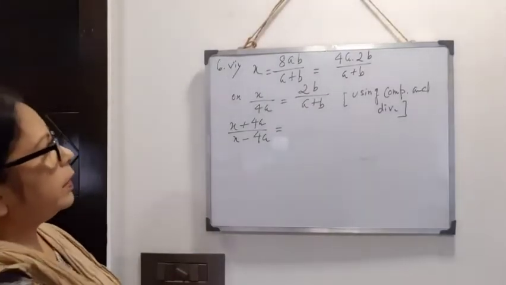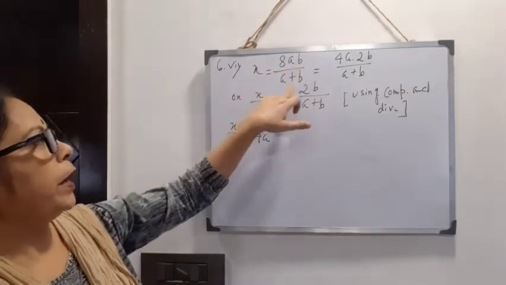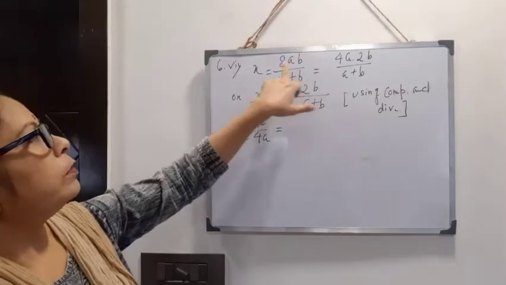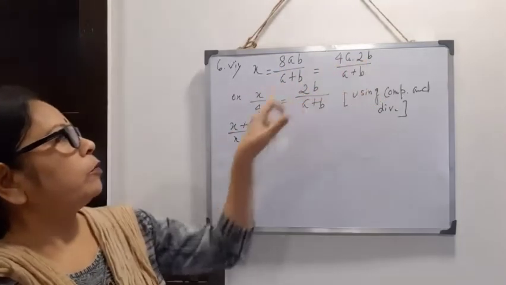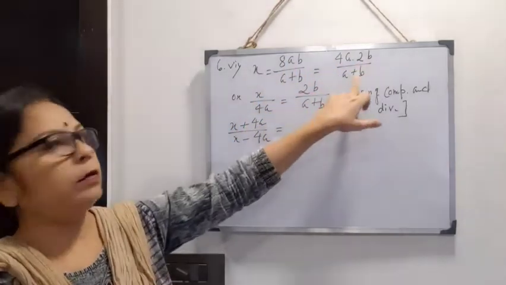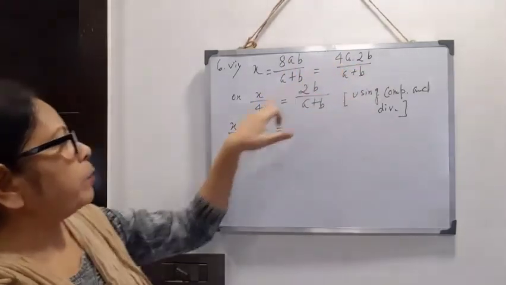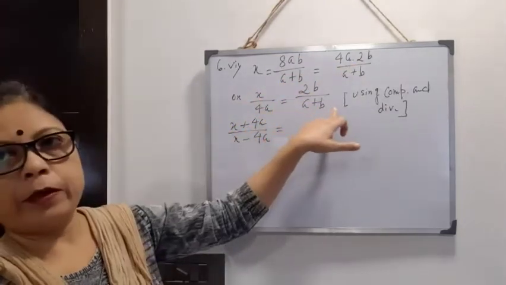Now sum number 6 Roman 6. It is given x equals 8ab by a plus b. Now see, 8ab I can write in that form as 4a into 2b. So I have written here 4a into 2b and the denominator as it is, a plus b. Now 4a I have taken here. x by 4a equals 2b by a plus b.